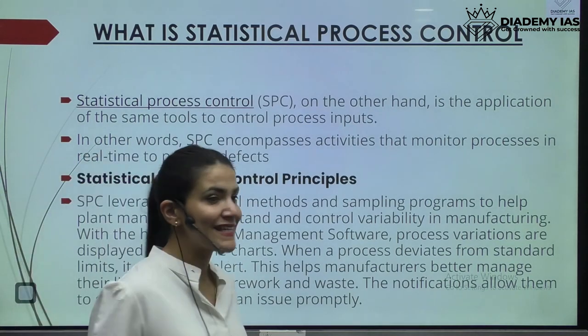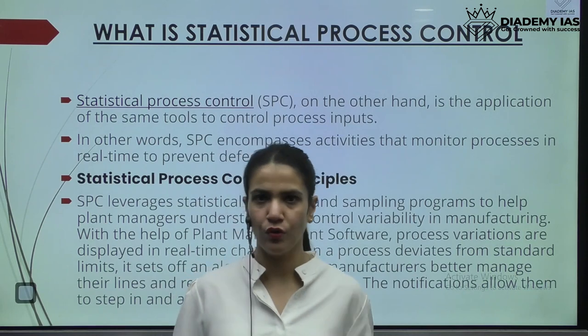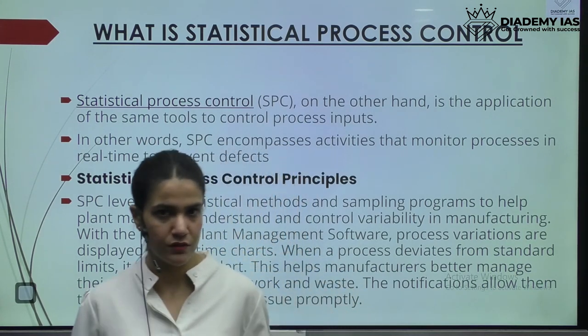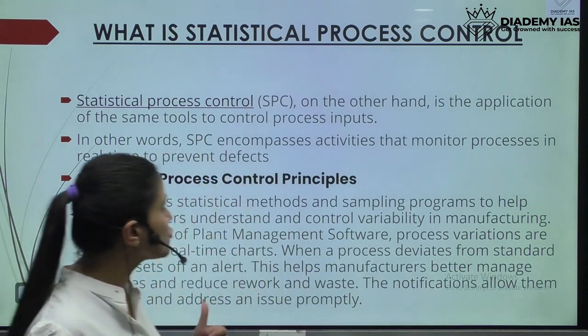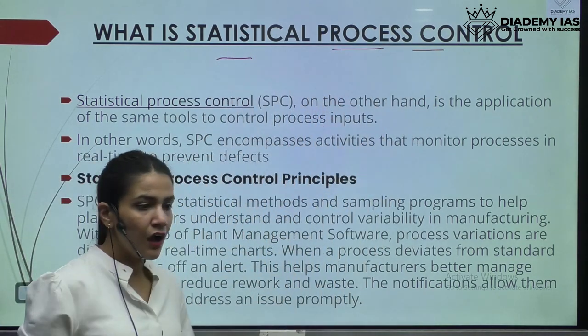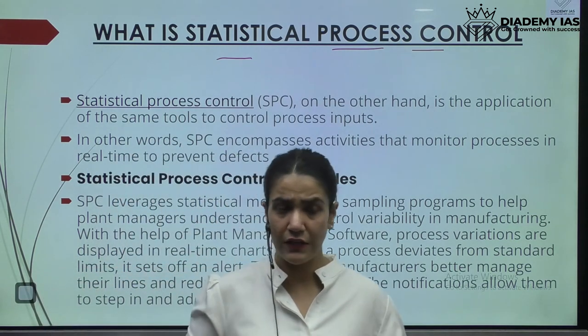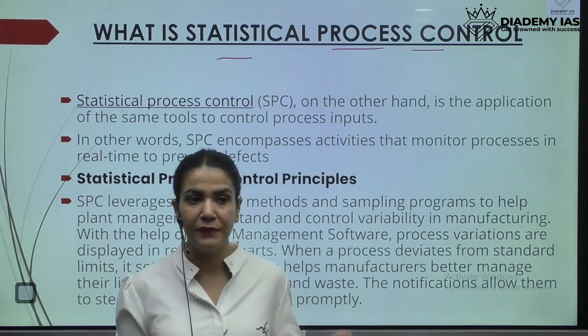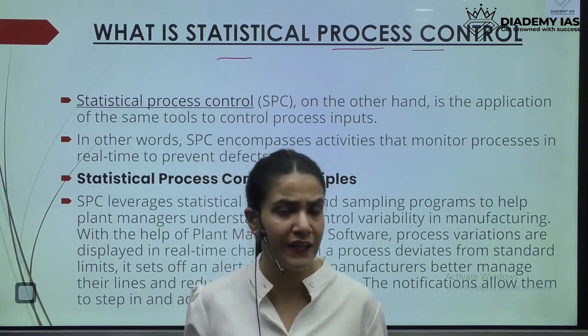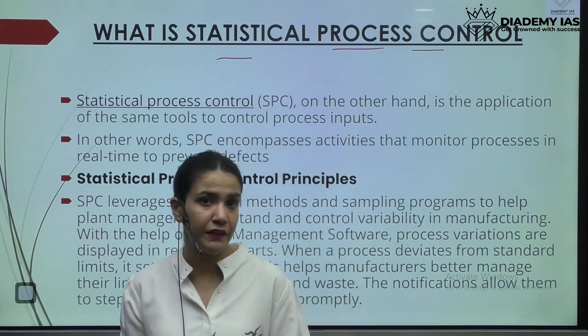So what is statistical process control? This word is basically made from three main keywords, as you can see here on the board also: statistical, process, and control. Any business organization which is making products, let's say in the context of any dairy food product, any organization that is working, let's say Mother Dairy.